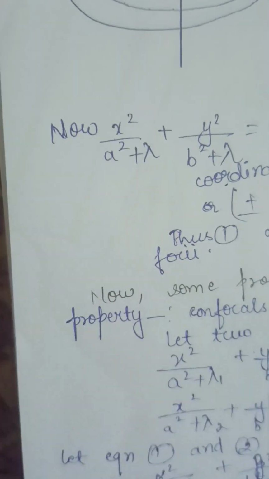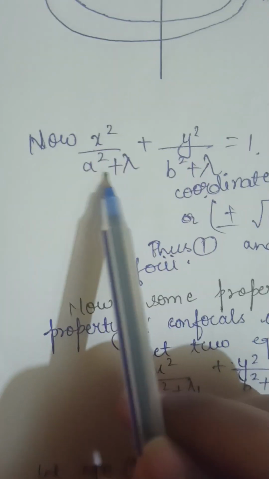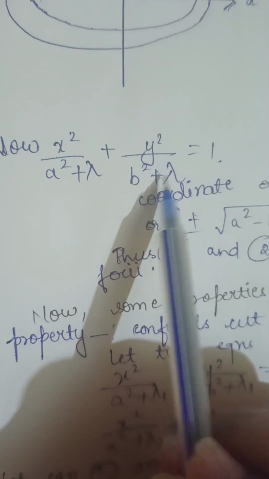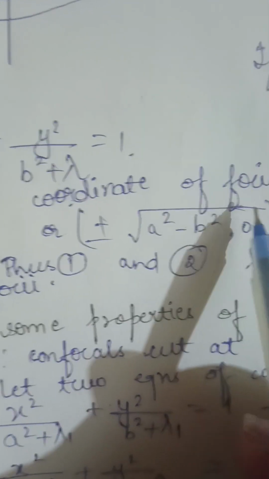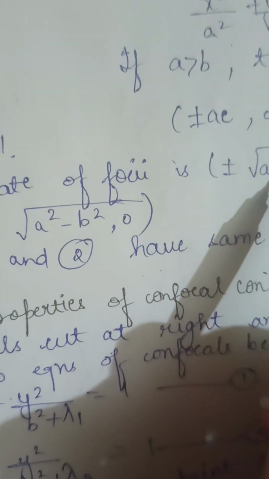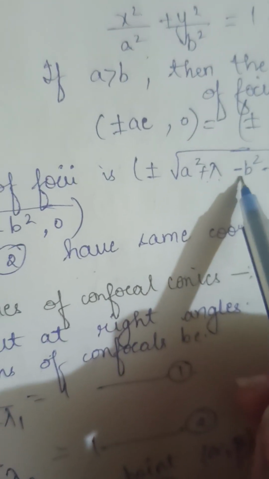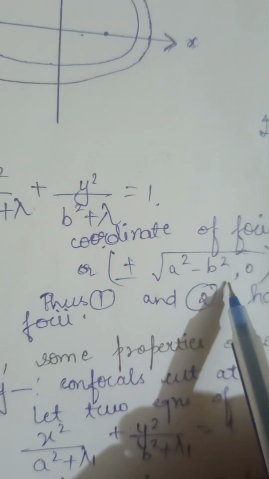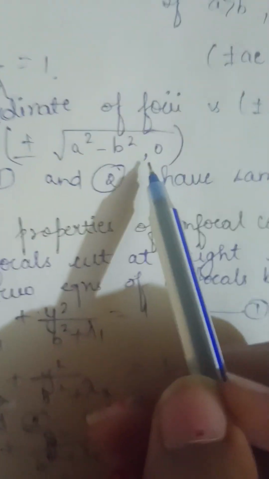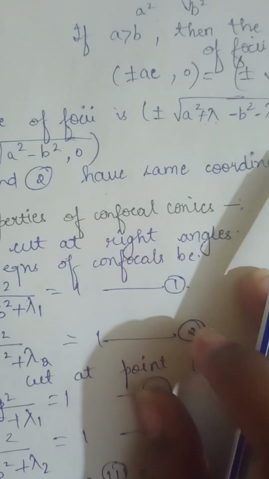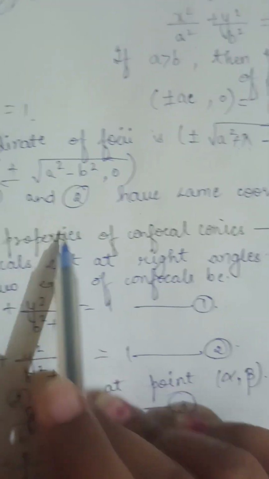Now let the equation of the confocal be x square upon a square plus lambda plus y square upon b square plus lambda is equal to 1. It means that we may change the value of lambda and thus obtain confocal conics of different shapes. The coordinates of foci are plus minus under root a square plus lambda minus b square minus lambda comma 0, which is ultimately equal to plus minus under root a square minus b square comma 0. Thus 1 and 2 have the same coordinates of foci and they are known as confocal conics.